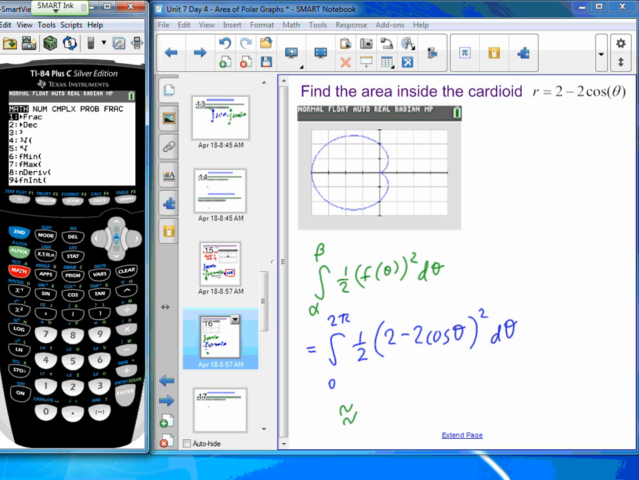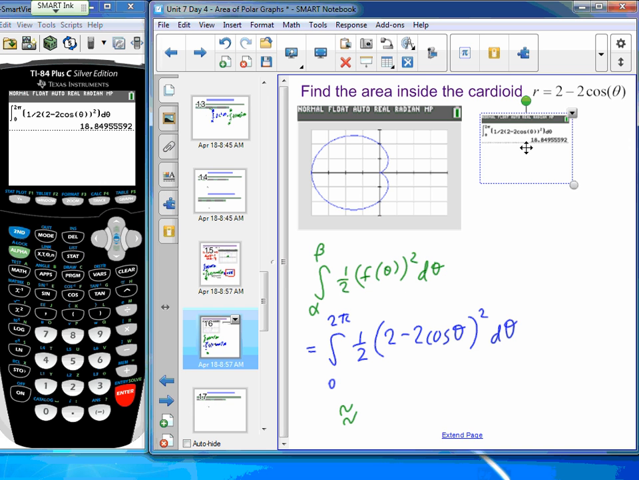So I'll Math 9 it up, and I'll go from 0 to 2 pi. Everybody try it, please. And 1/2. And I'll type it this time. 2 minus 2 cosine theta, close, squared. Riley, check up on it. Perfect. Voila! That's what I got before. Yay! 18.850.